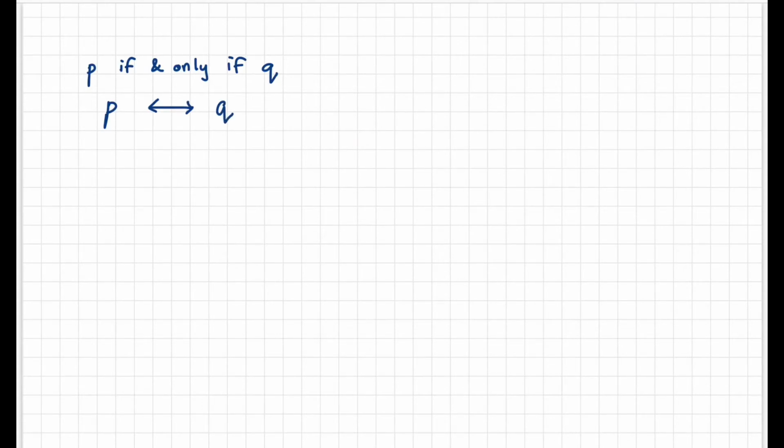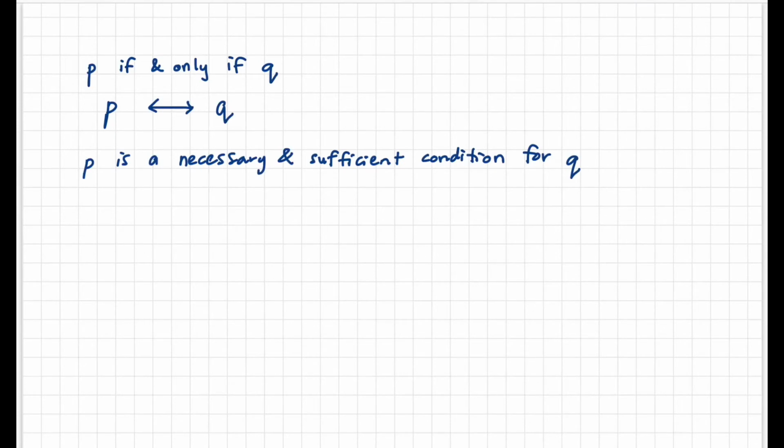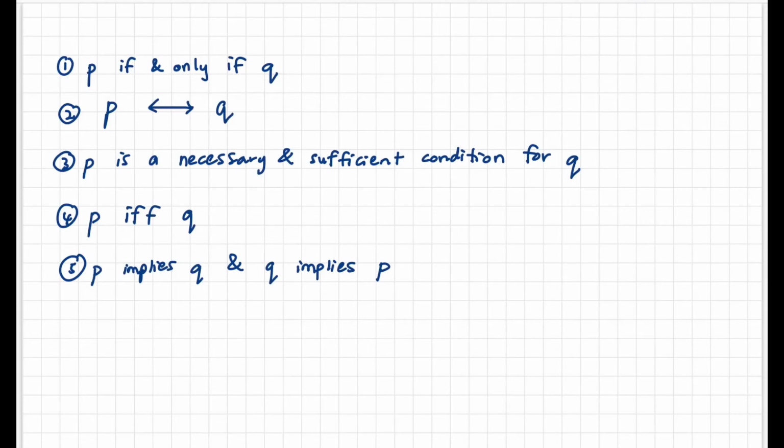So P if and only if Q. You can also write P is a necessary and sufficient condition for Q. P iff Q. And you can also write it as P implies Q and Q implies P. All these 5 have the same meaning.